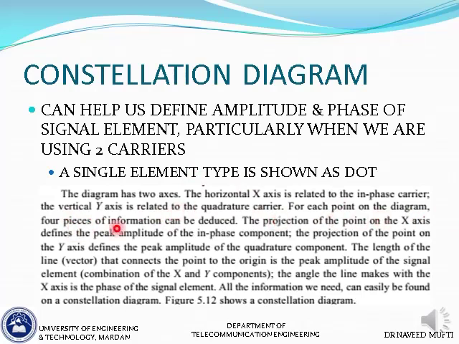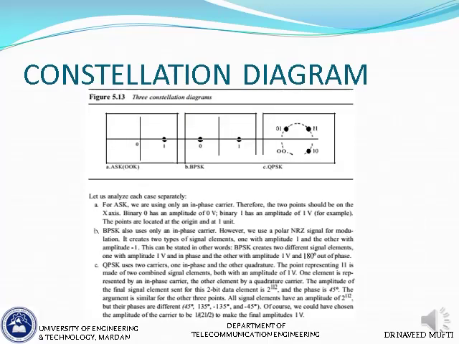For each point on the diagram, 4 pieces of information can be deduced. The projection of the point on the x-axis defines the peak amplitude of the in-phase component. The projection on y-axis, it defines the peak amplitude of the quadrature component. दो बातें ये हो गई. The length of the line that connects the point to the origin is the peak amplitude of the signal. तीसरी बात ये हो गई. The angle the line makes with the x-axis is the phase of the signal element. चौथी बात ये हो गई. ठीक है, तो ये चार चीज़ें, ये चार इन्फॉर्मेशन आपको किसी एक डॉट से ऑन द कॉन्स्टलेशन डायग्राम मिल जाती हैं. कोई भी कॉन्स्टलेशन डायग्राम देख लें.